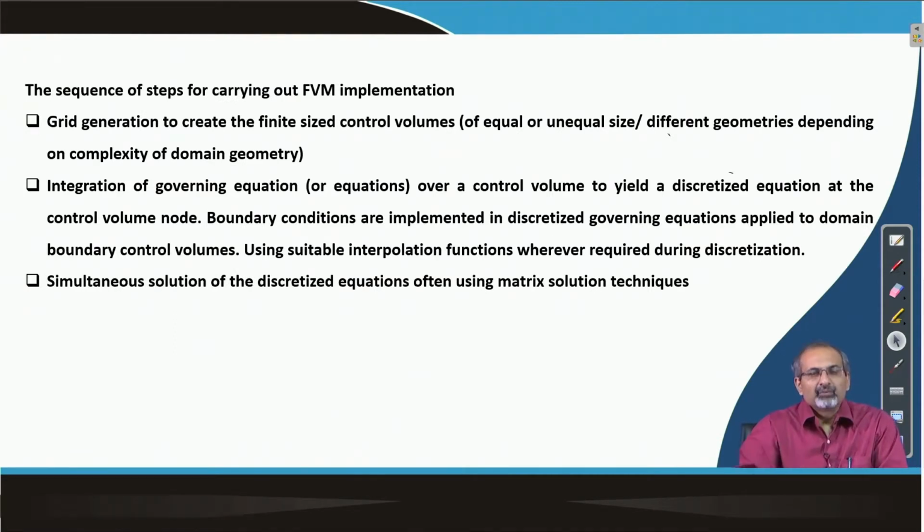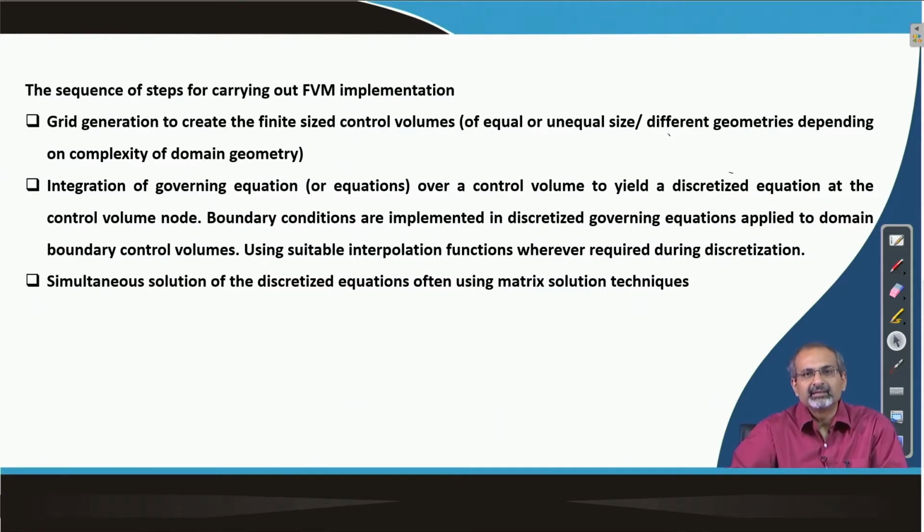A quick recap of the sequence of steps which we will be using for the finite volume implementation. We have already discussed the grid generation aspect, where we discretized the domain into finite size control volumes of different shapes or sizes depending on the complexity of the problem. For very simple problems, we could have equal sized control volumes like the one we will use in our problem. And then we follow the integral approach.